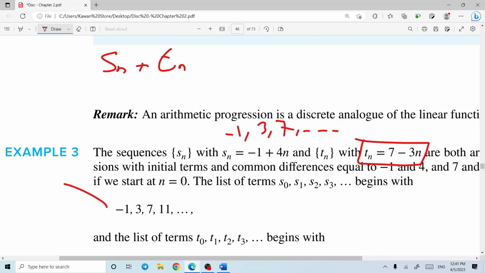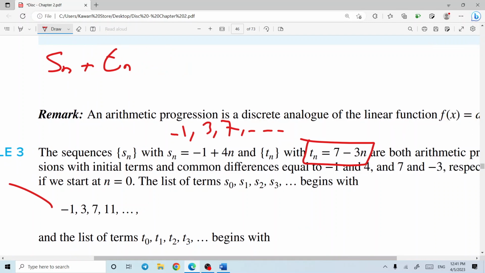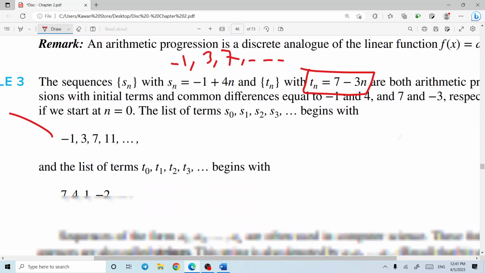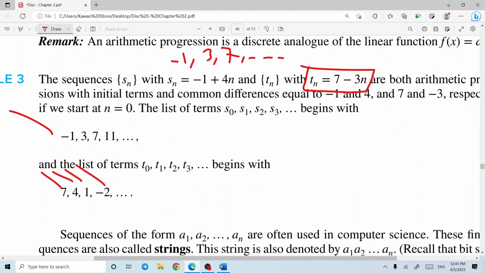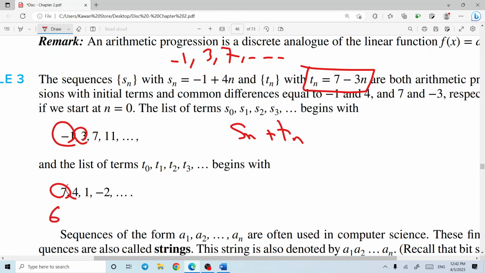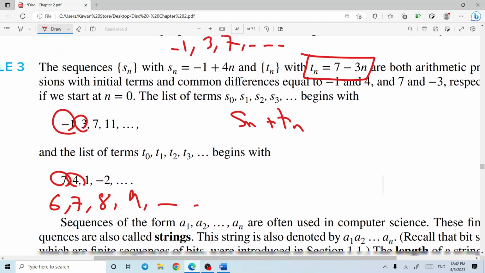Am I right? How about t_n? Of course, 7 and 4, right? 7 minus 3 is 4, and later I'll get 1 and minus 2. So if I say s_n plus t_n, how do we do it? We are going to do it one by one, term by term. So minus 1 plus 7 will be 6, then 3, 4, 7, 8, 9, and go on. Easy. You know how to deal with the addition of two sequences. Good.